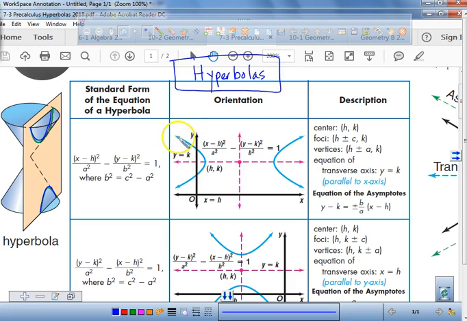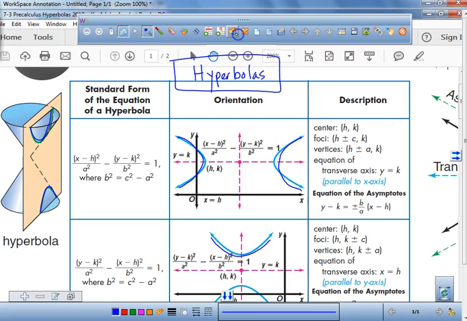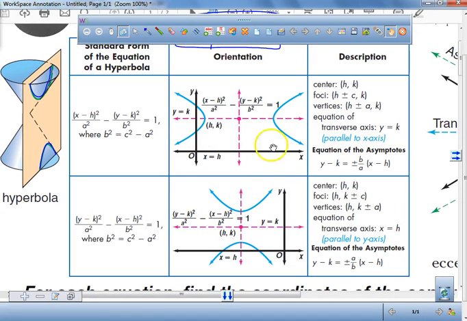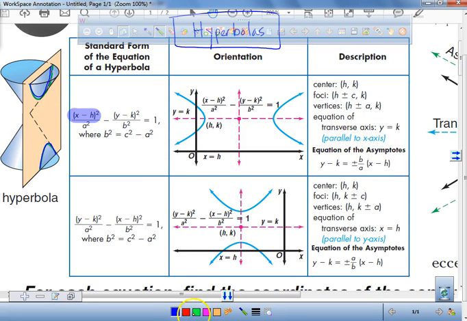Now, a hyperbola can either go left and right, or it can go up and down. So that's what you're going to be working with when we're dealing with hyperbolas. Either it's going to be going to the left or to the right, or up and down. Notice, when it's opening left and right, what leads out? The x values. When it's opening up or down, what leads out? The y values.